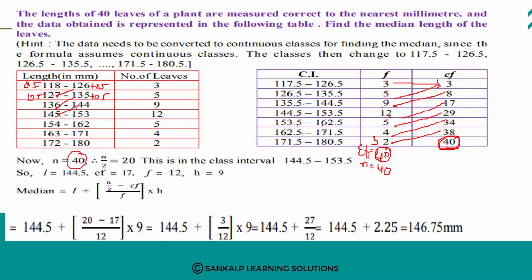Now, n value is 40. What do we want? We want n by 2 in the formula. So n by 2 is equal to 20. Now, in which class interval does 20 lie?